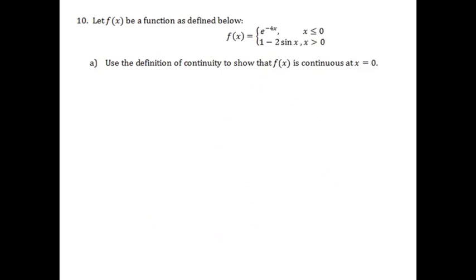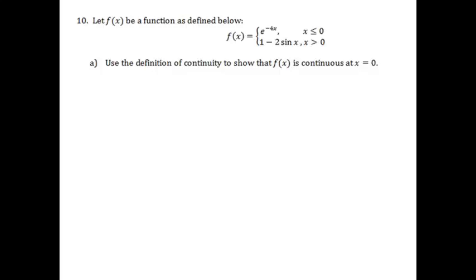All right, let's move on to the free response question. We have a piecewise defined function f of x, and in part A, we're asked to use the definition of continuity to show that f of x is continuous at x equals 0. Now to do this, we need to show all 3 parts of the definition of continuity, show that all 3 of those things are true, that the limit as x approaches a exists, that f of a exists, and that those 2 values are equal to each other.